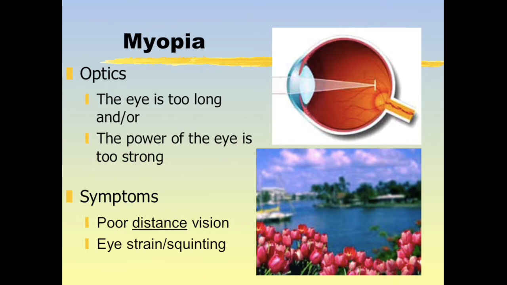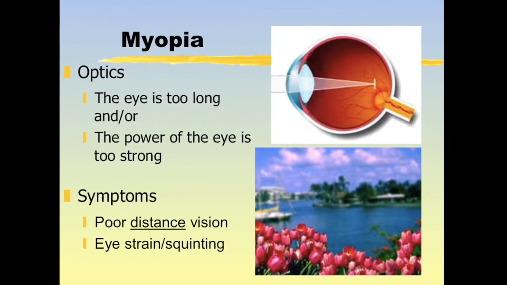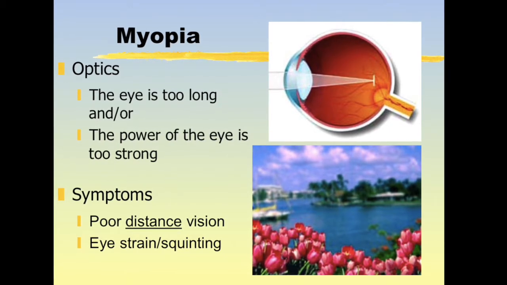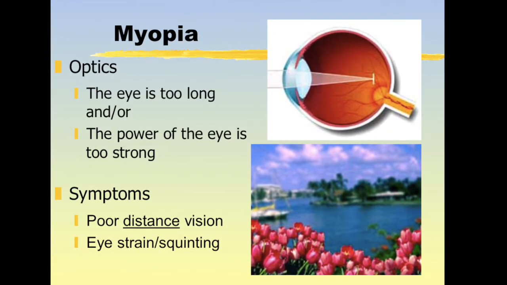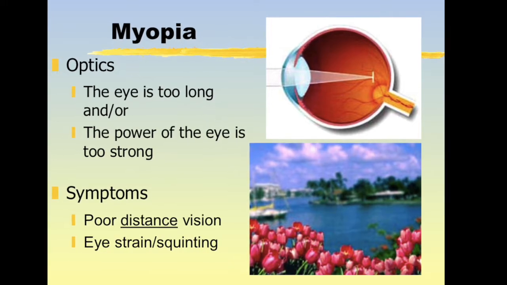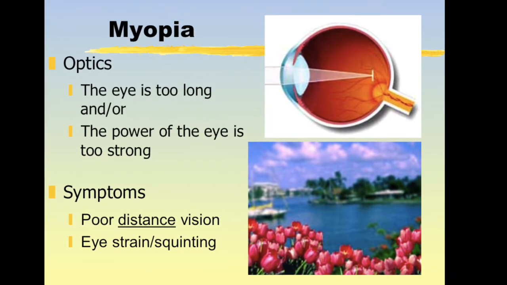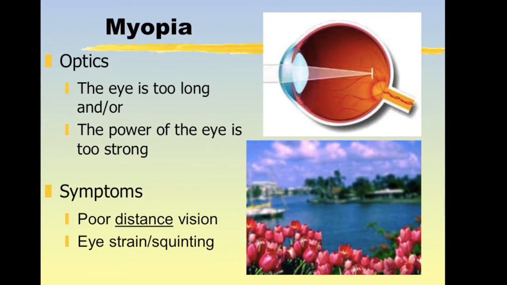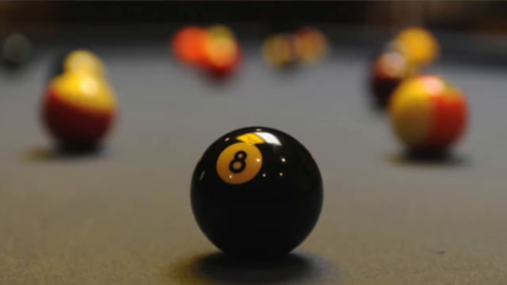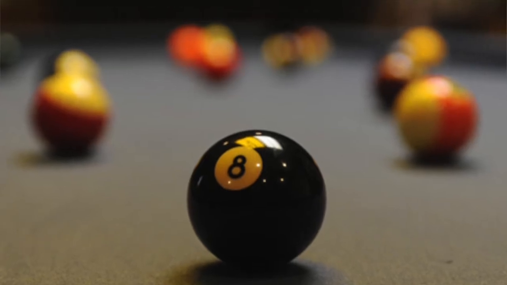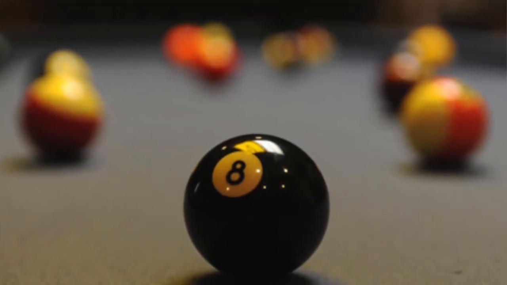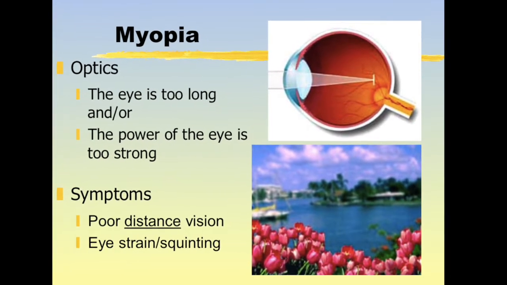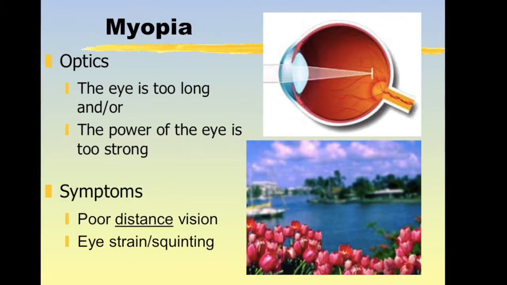In myopia, optics-wise, you have an eye that is either too long, or the lens and the cornea inside the eye are too strong. And so the light coming in the cornea and the lens just doesn't come to focus on the retina. So the power of the eye is too strong. If you take a look at what somebody with myopia might see, they're going to see things better up close than they see far away. So hence the name of the condition is nearsightedness. Poor distance vision and eye strain are typical symptoms of myopia.